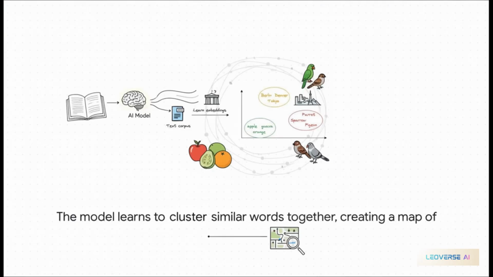And this is what that map of meaning actually looks like in practice. The AI, just by reading massive amounts of text, learns to group similar ideas together. So all the fruits, like apple and orange, they all end up in the same neighborhood on the map. Over in another area, you'll find all the cities like Berlin and Tokyo. The model builds this entire map of meaning all on its own.